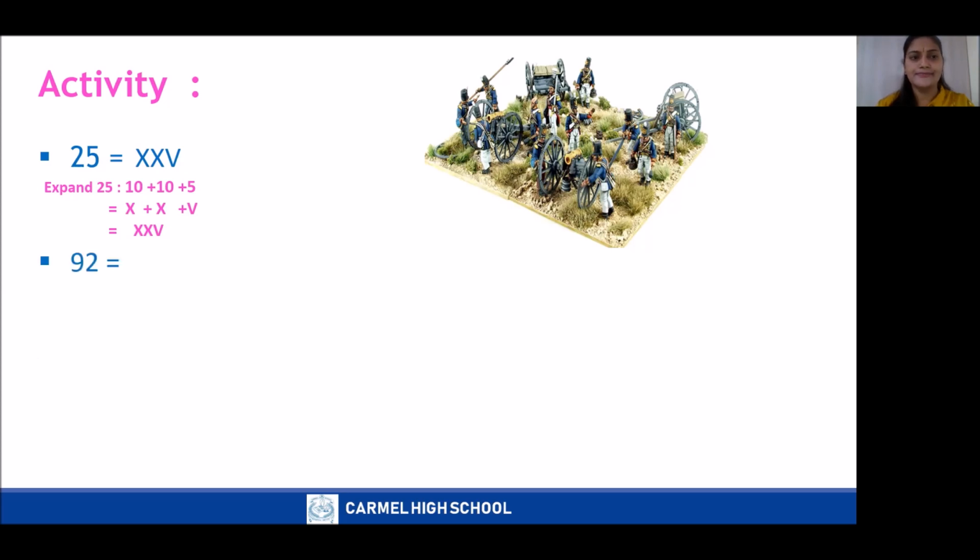Now the next number, 92. Arrange the cards for this number.